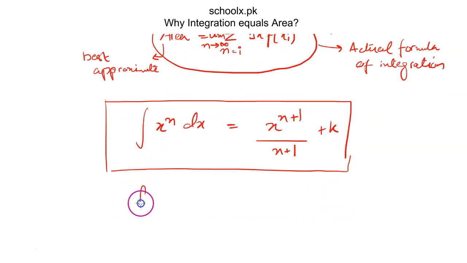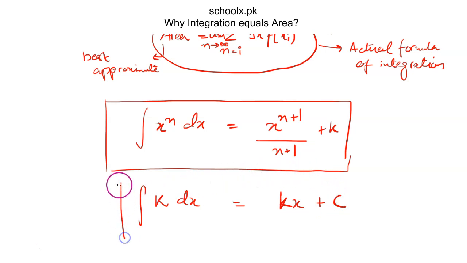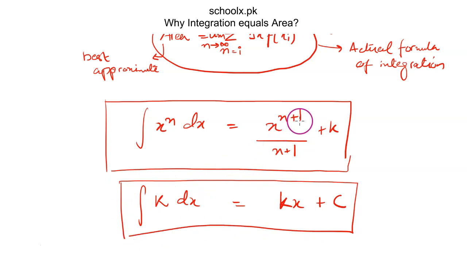and the other one is, if it is a constant, let's say k, the integral of k dx gives you kx plus c. This is because integration is also the inverse of differentiation. I've already told you that. So the answer must be in such a manner that when you differentiate it, you go back to this thing. For example, if I differentiate kx plus c, I'll get k. If I differentiate this, I'll get this.